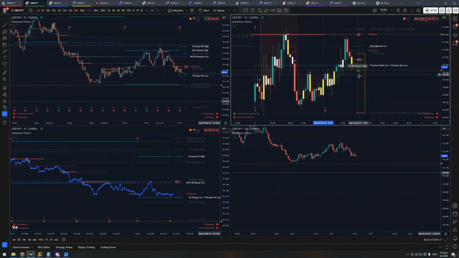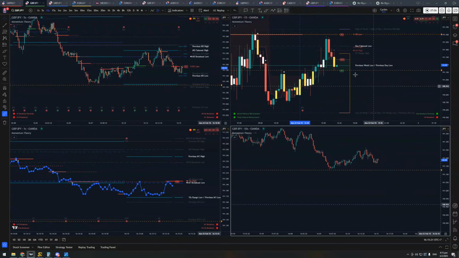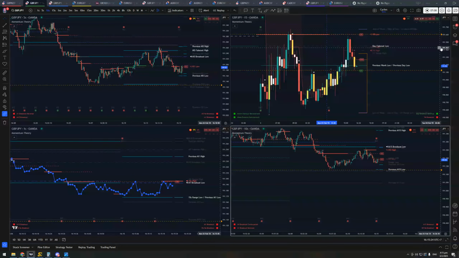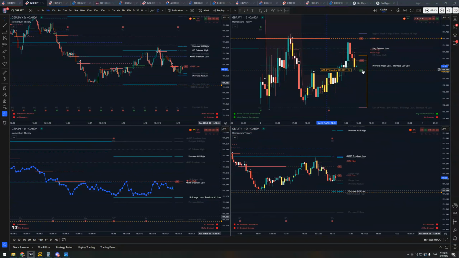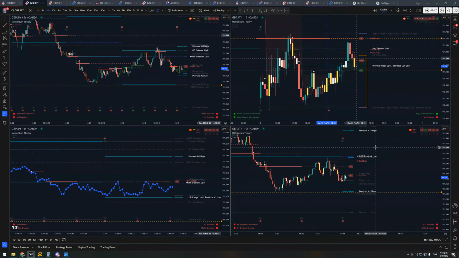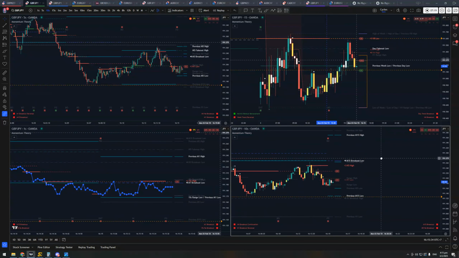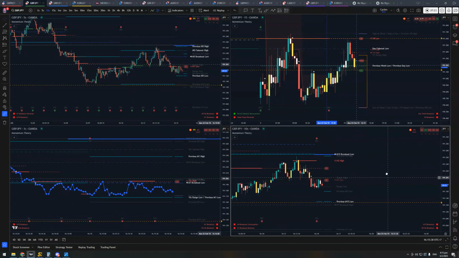Gonna get in once price gets below the M15 low. So I have what I want, but now I need some continuation. Now I drop down. On the 10 seconds here, I'm looking at the M15 levels. We have the M15 breakout level right here, and I'm looking for continuations.